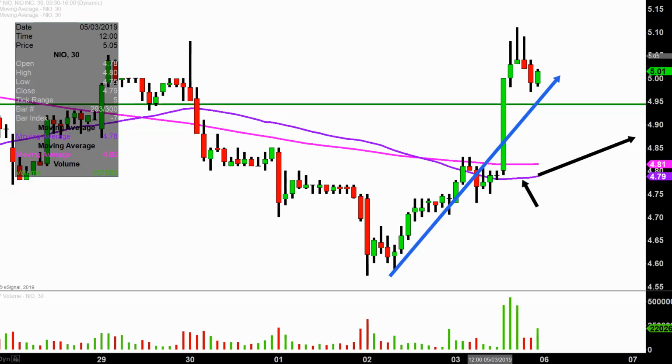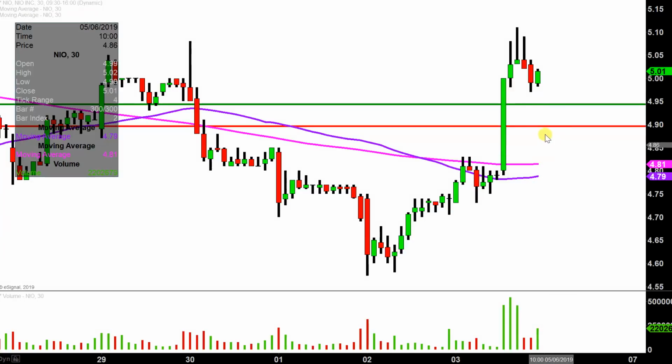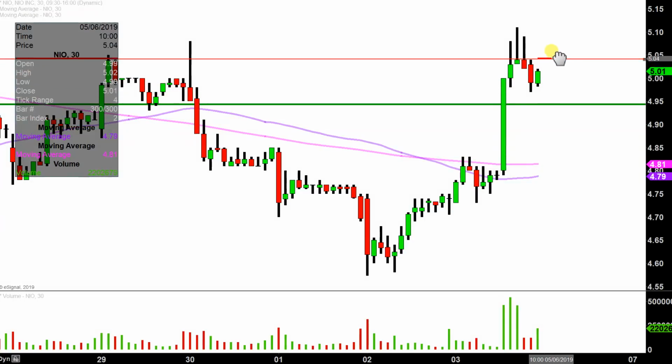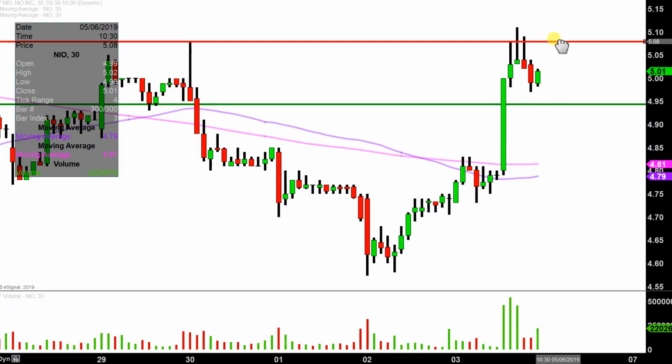Now, what about levels of resistance? As far as where the sellers are at right now, the key level is going to be right up there at $5.08. Yeah, I get it. The price did actually break above there a couple of times today, but it was never able to actually stay up above it.